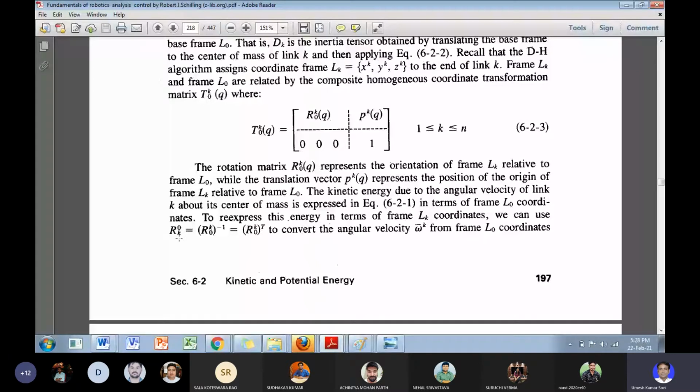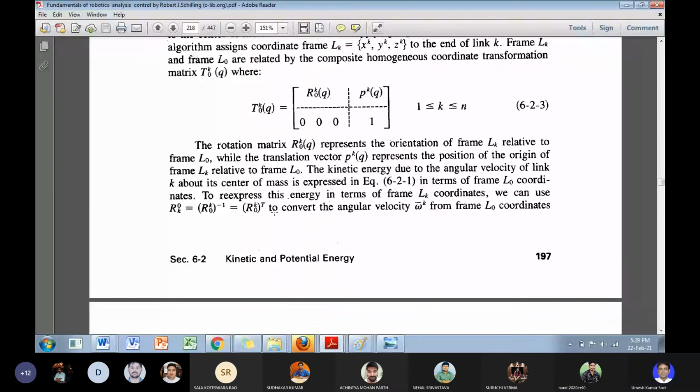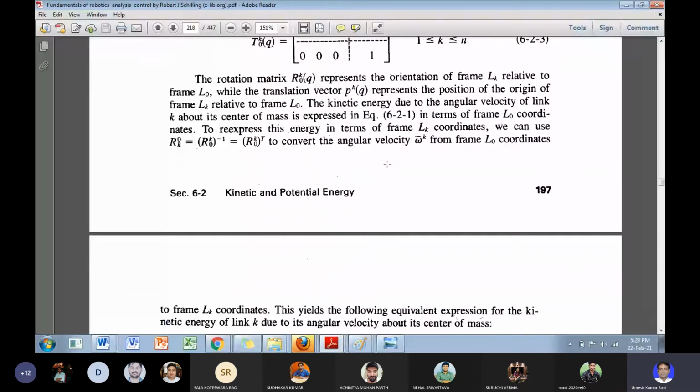This is the orientation matrix of the base frame with respect to the kth frame. This is the inverse of the orientation matrix of the kth frame with respect to the base frame, and it is also the transpose of the same. So we now convert the omega k from the base coordinates to the link k coordinates.